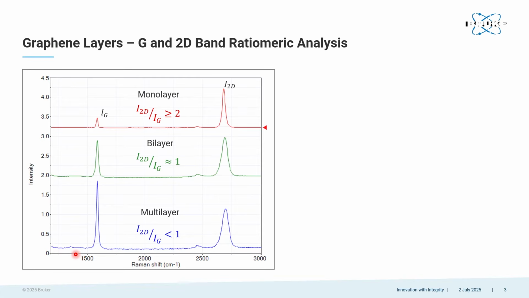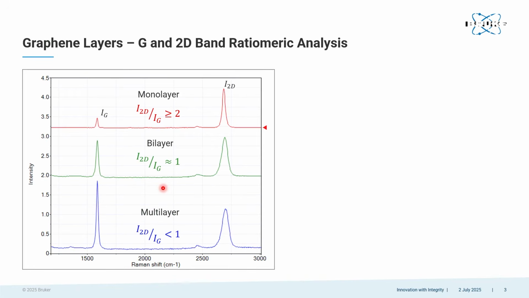If we look now at the two bands that are most prominent, the G and 2D one, you can use a ratiometric analysis to extract the amount of layers. If you create the ratio between the intensity of the 2D peak towards the G peak, you will see for monolayers a value that is higher than 2. For bilayers, you will have almost a 1-to-1 ratio, and for multi-layers, you will get values below 1.